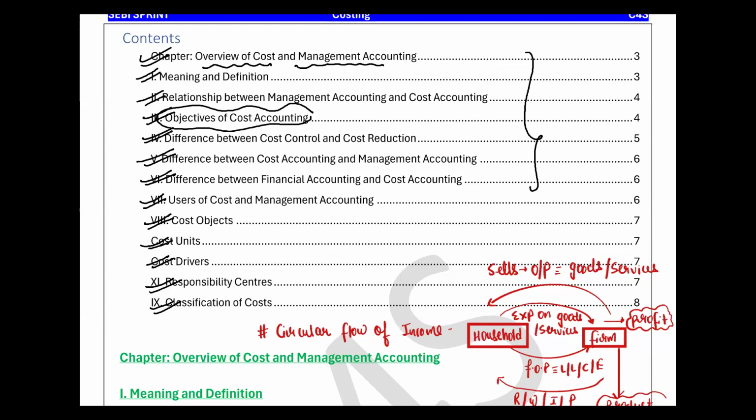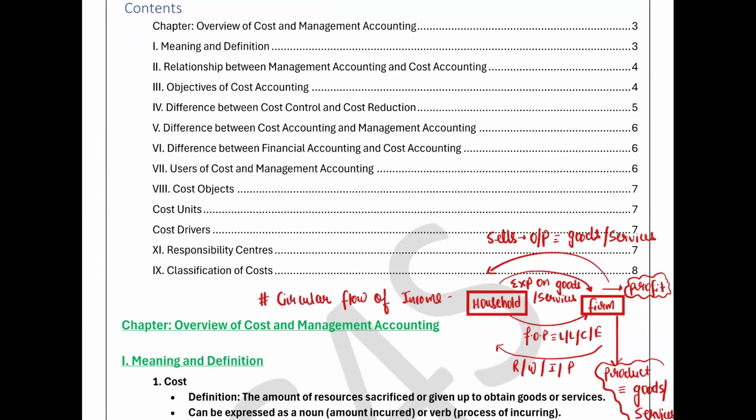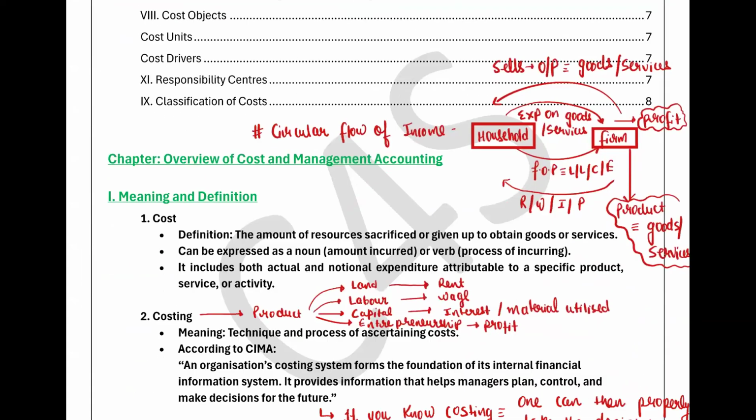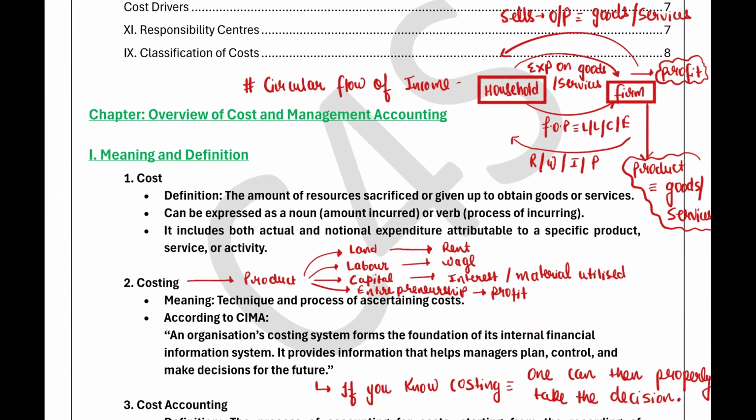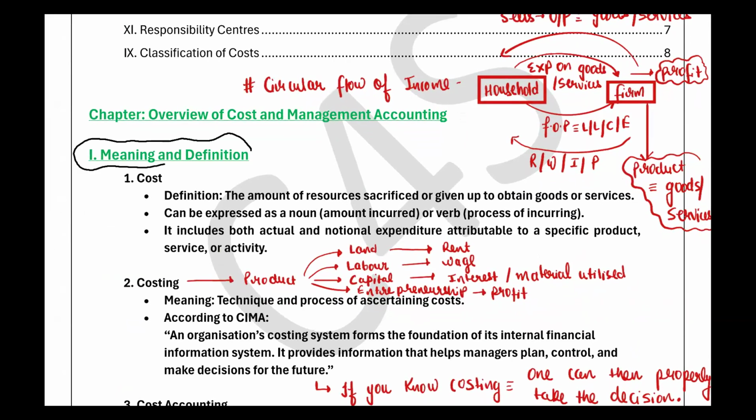I'm going to discuss the overview of cost and management accounting. First, the meaning and definition. What do you understand by the definition of cost? Here the definition has been given: the amount of resource that is sacrificed or given up to obtain goods and or services.